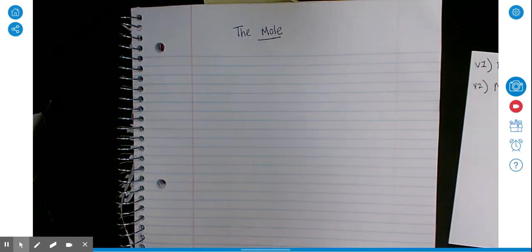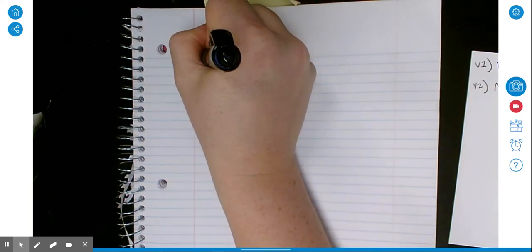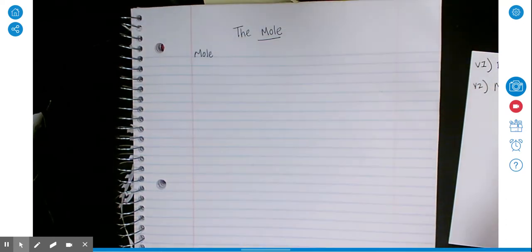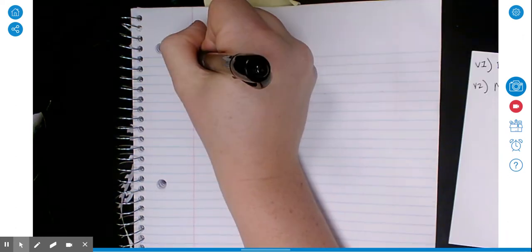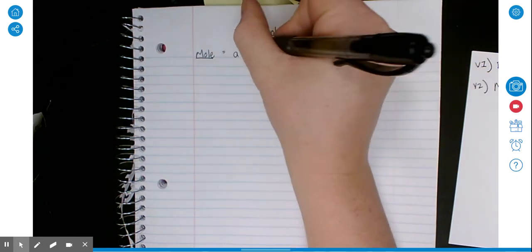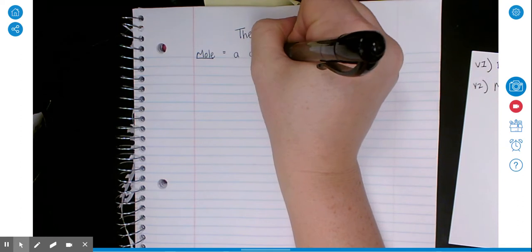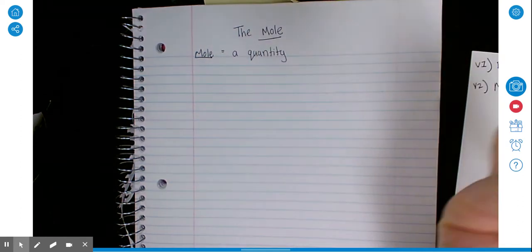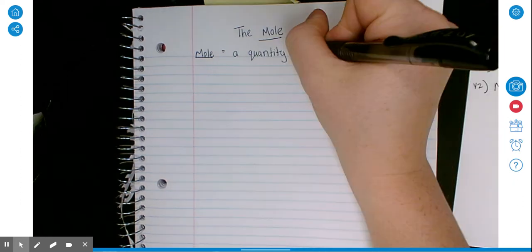First thing we should probably do is define this word. What is a mole? We're not talking about the animal. In chemistry, a mole is another word for a specific quantity. And it's chemistry, so what we are measuring is atoms.